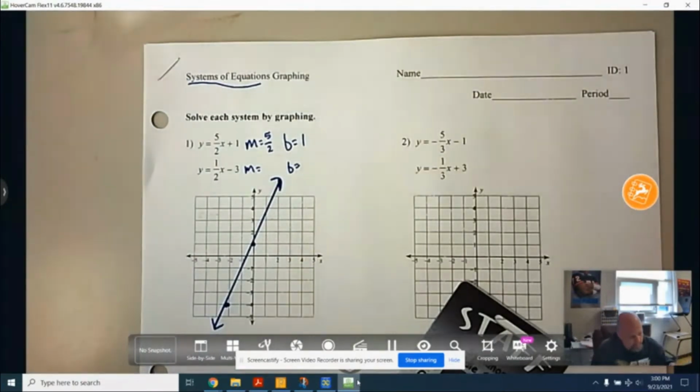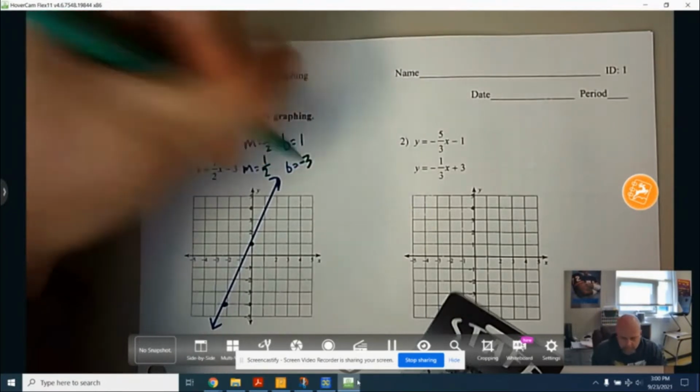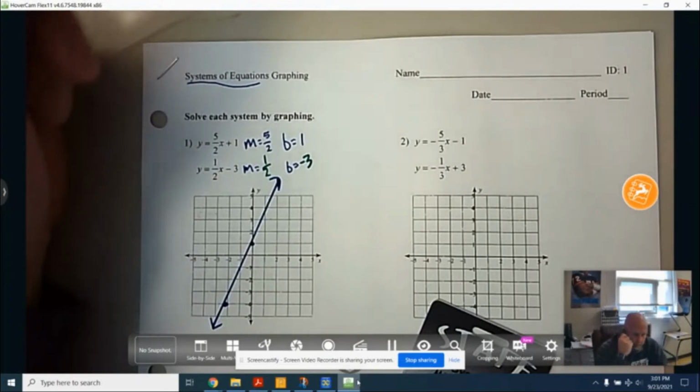Okay, second line, m equals, b equals. So my m is 1/2, and my b is -3.